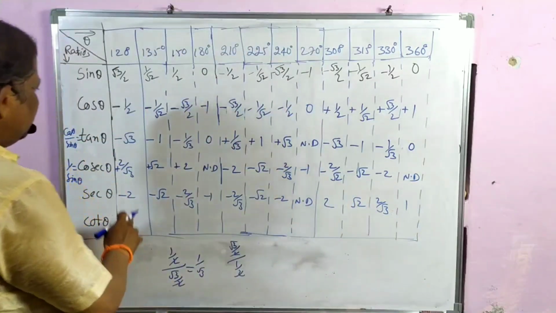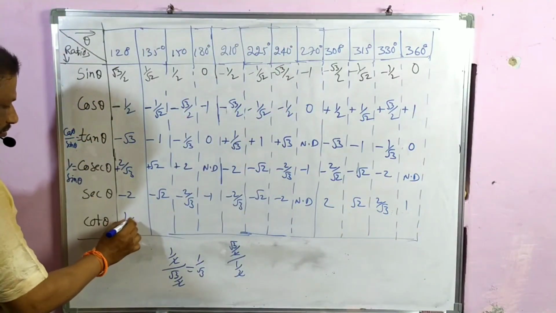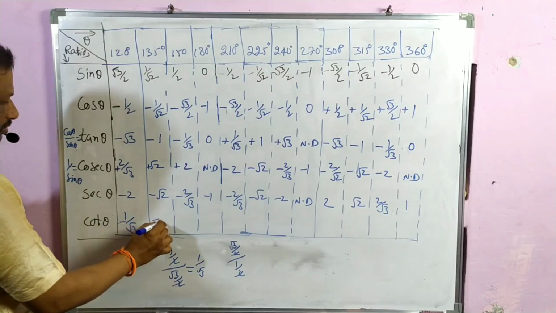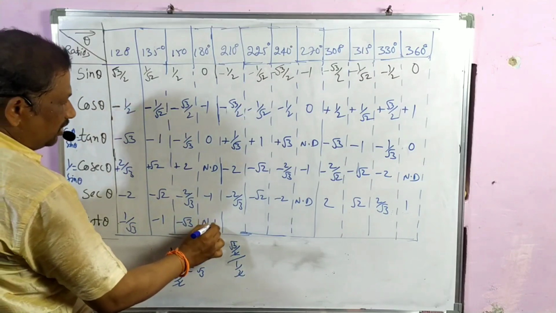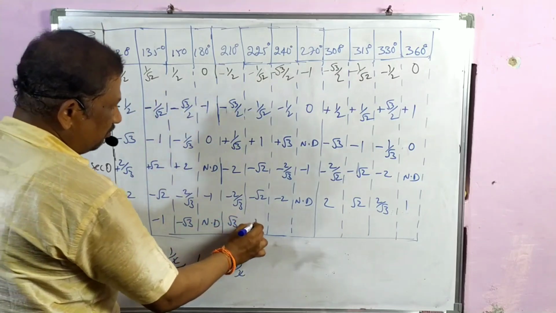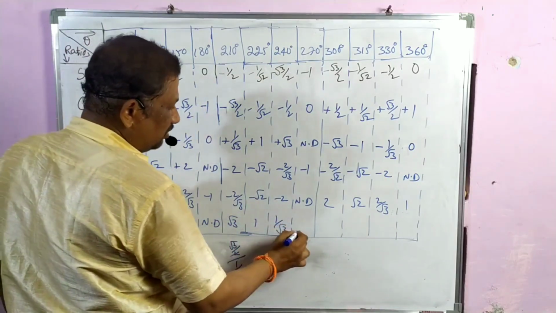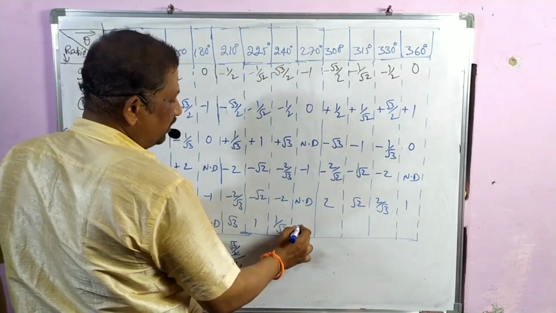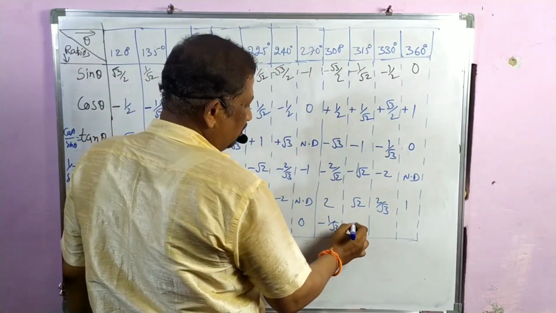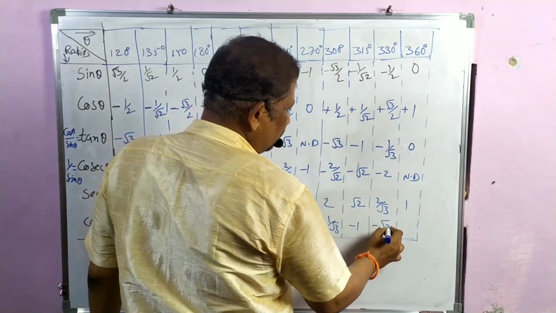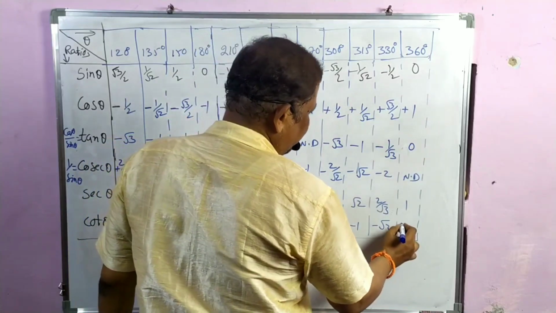So next, cot, the reciprocal of tan. So 1 by root 3, minus 1. The reciprocal means not defined. So root 3, 1, 1 by root 3. So this one, 1 by infinity, means 0. So minus 1 by root 3, minus 1, minus root 3, and the last one is not defined.